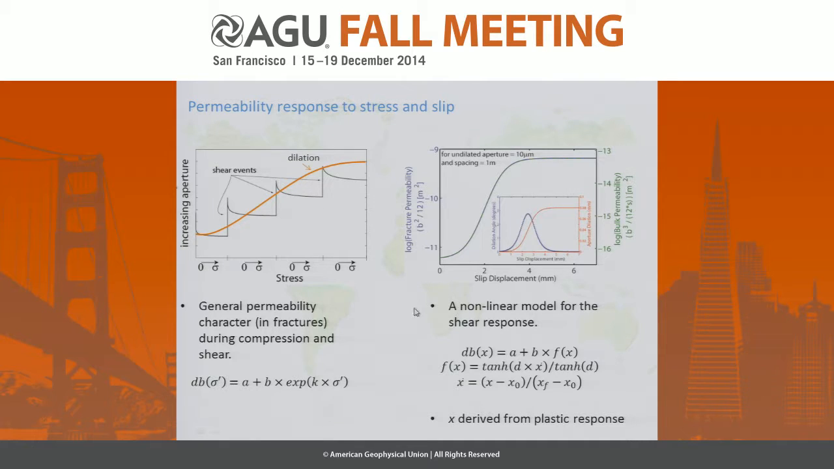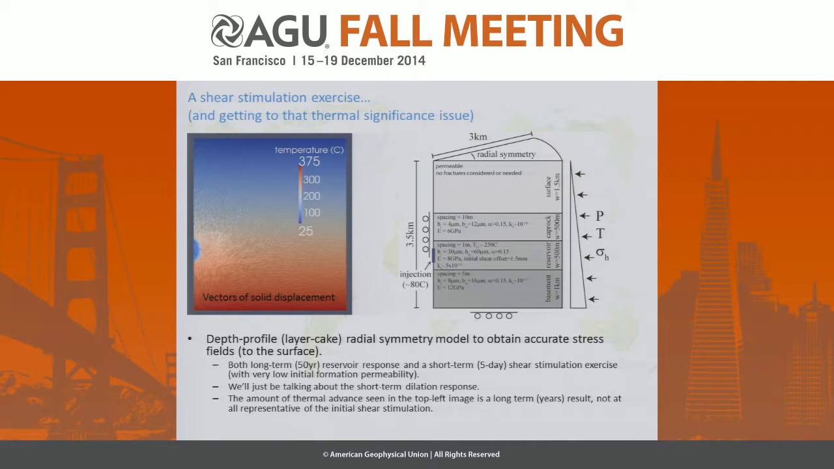And so we put in a nonlinear dilation response in terms of the dilation of the fracture to a given amount of shear slip along that fracture. And it looks like this on the right-hand side here. And so the fracture permeability, the aperture, evolves nonlinearly, as we know they do from laboratory experiments.